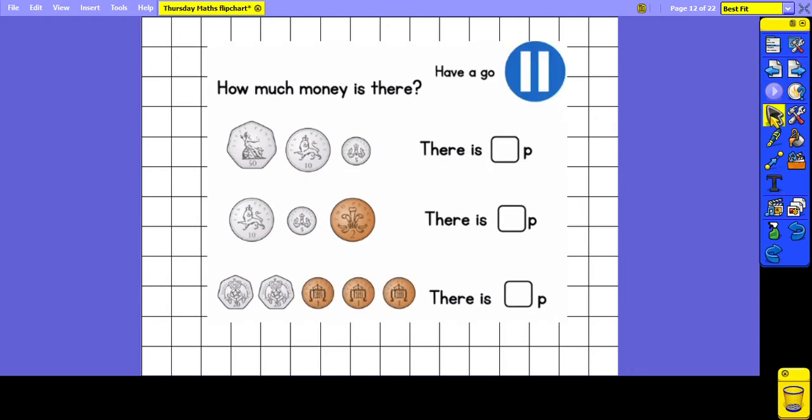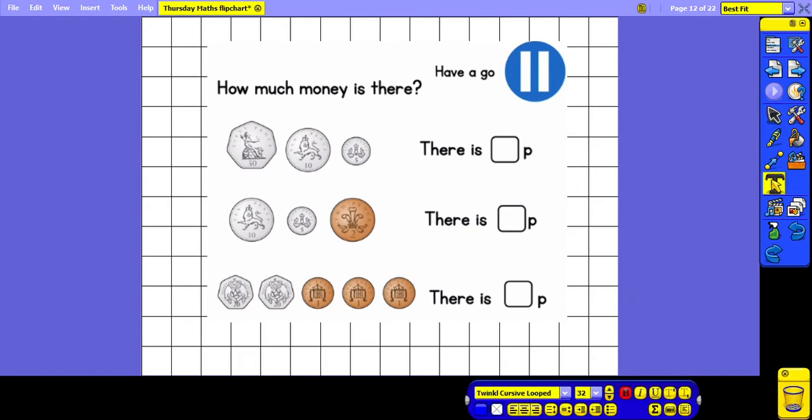And now you're going to have a go, so you're adding up the amounts here and writing your answer in the box. Pause the video now and have a go. So how much money is there? For the first one, you've got 50, 65. So altogether, there is 65 pence.